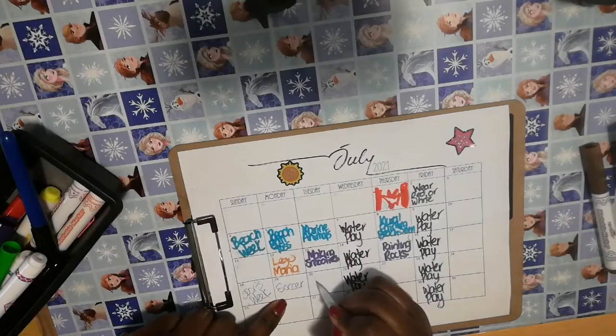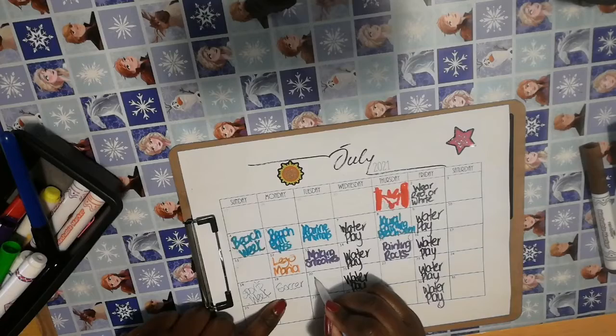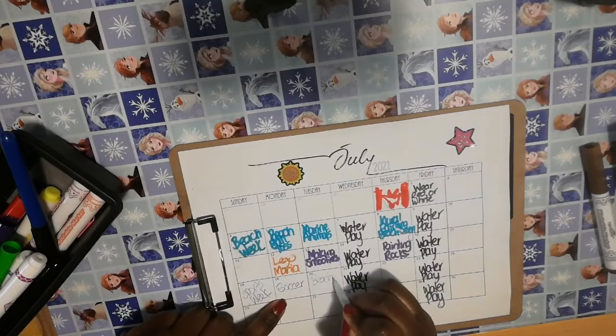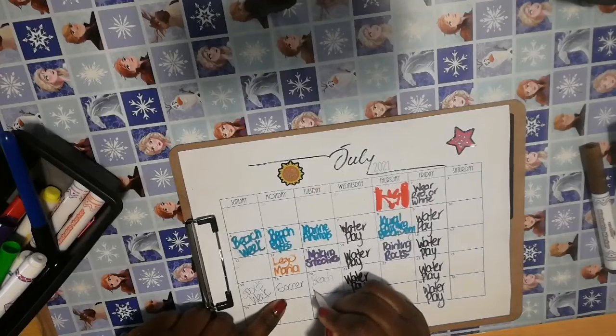So soccer. We can also get the beach ball out again. So we're going to do beach ball toss again. And this is beach ball volleyball. So beach ball, volleyball. So that's what we're going to be doing.